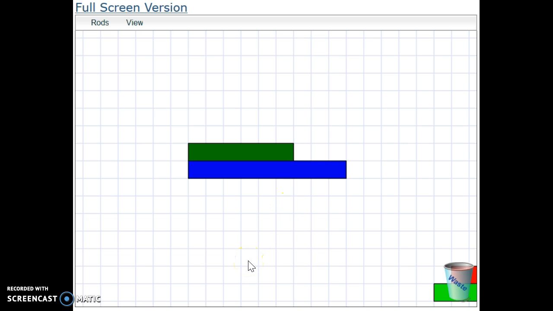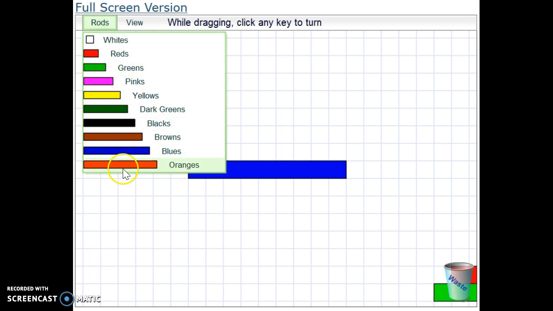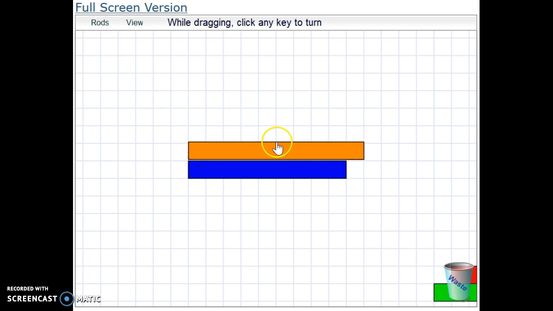If the blue rod is the unit, what does the orange rod represent? Notice that the orange rod is longer than the blue rod, but we do know that the blue rod represents 1/9. So I have 10 copies of 1/9, or 10/9.